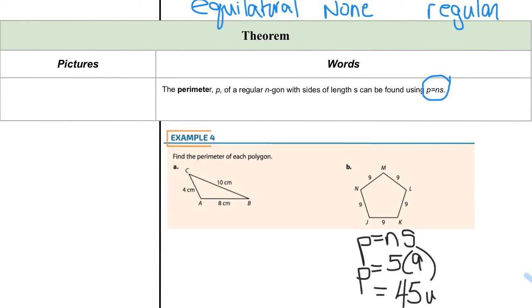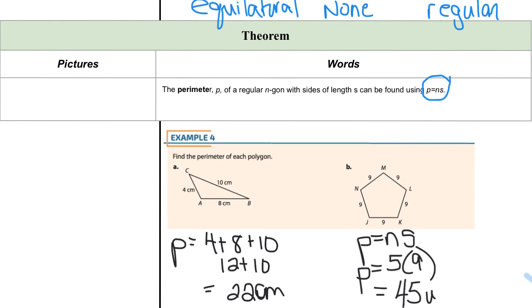In A, our problem is just a little bit more complicated because the sides are all different. But hopefully we all remember that to find the perimeter, we just add up all the sides. So 4 plus 8 is 12, plus 10. 12 plus 10 is 22. So our perimeter is 22. This one actually gives us a unit: centimeters.